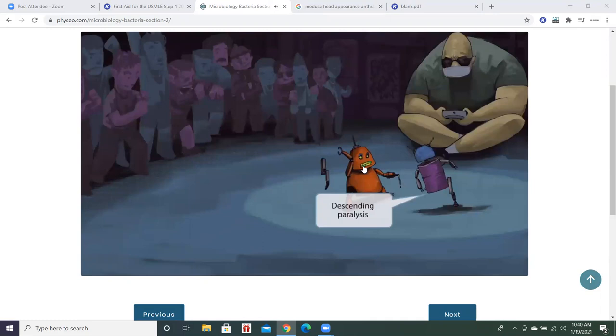We'll include a few of these symptoms in our picture as we go along, but you shouldn't have to memorize each of them if you just understand that the infection results in descending paralysis. So again, descending canned robot for descending paralysis.